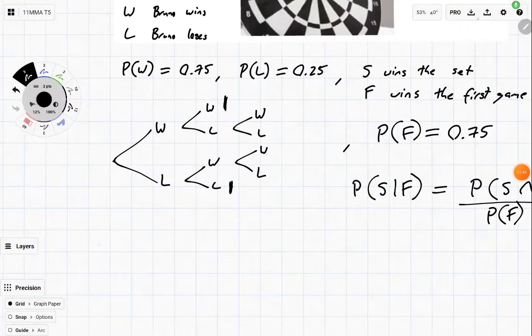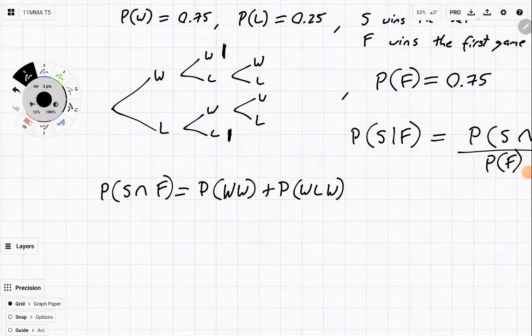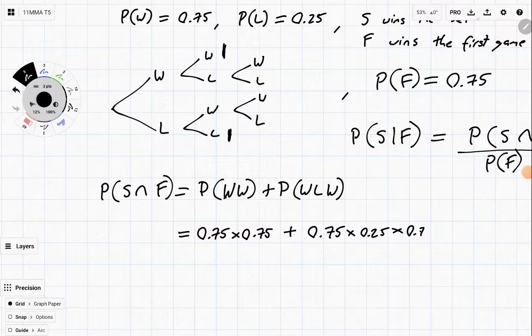The options we're interested in are the probability that he wins the set and he wins the first game. Well, there's only 2 there, which is the probability that he wins, wins, plus the probability that he wins, loses, and then wins. Now, the probability of win-win is just 0.75 times 0.75. And the probability of win, lose, win is going to be 0.75 times 0.25 for the loss times 0.75 for the other win, which gives us a total of 0.703125.